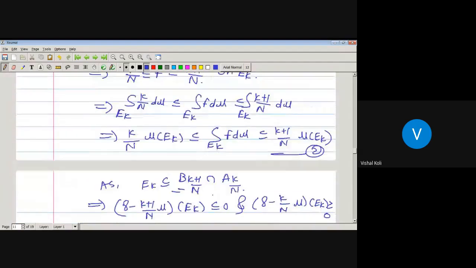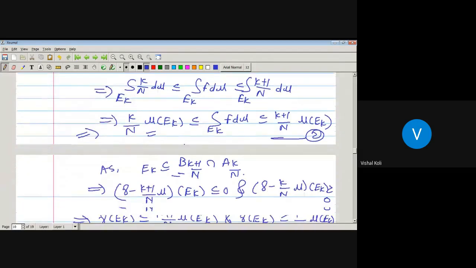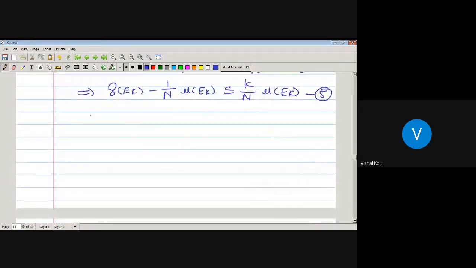Now if we put these values in this one, (k+1)/n times the measure of ek is less than or equal to gamma of ek plus (1/n) times the measure of ek, and (k/n) times the measure of ek is less than or equal to, sorry, gamma of ek minus (1/n) times the measure of ek is less than or equal to (k/n) times the measure of ek. So after putting these 4 and 5 in 2, we get 10.